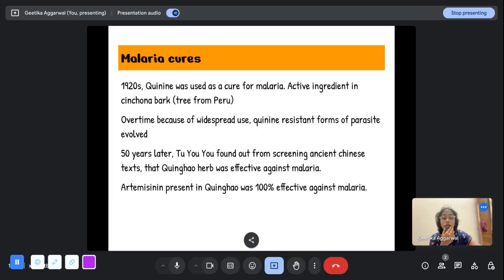But it was not working out because it was not that effective either. Then what she figured out, when she surveyed the text properly, was that Qinghao is a herb that you are supposed to administer to the patient without boiling it in water, without heating it. Otherwise, in all other drugs, mostly in the Chinese texts, you have to boil and heat the drug in water and then administer it. But for Qinghao, that was not the case.